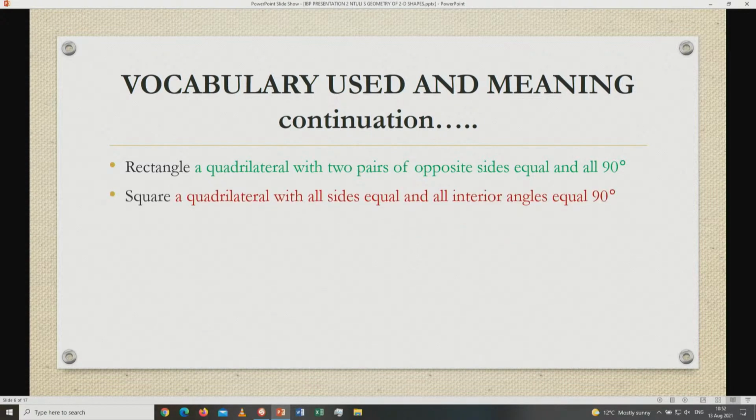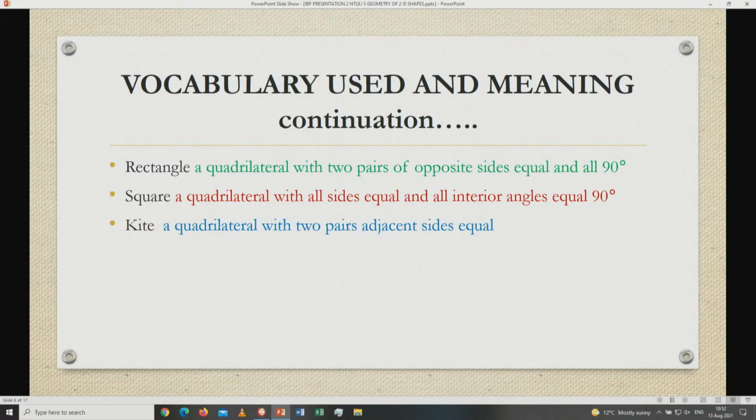A square. A square is a quadrilateral with all sides equal and all interior angles equal to 90 degrees as well. So you can see there are similarities. But here the difference is that a rectangle has 2 pairs of opposite sides equal and all angles 90 degrees. Here all sides are equal. 2 pairs of opposite sides equal. All sides are equal in a square. Be careful there.